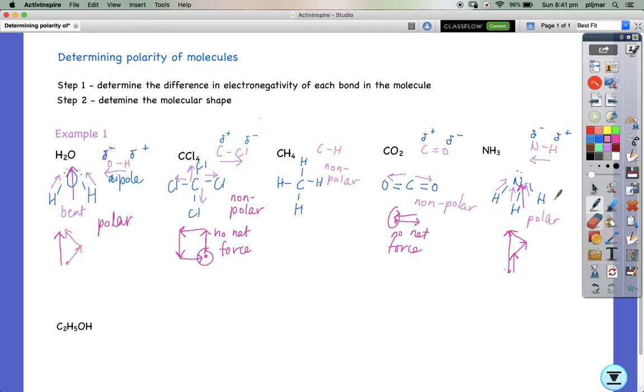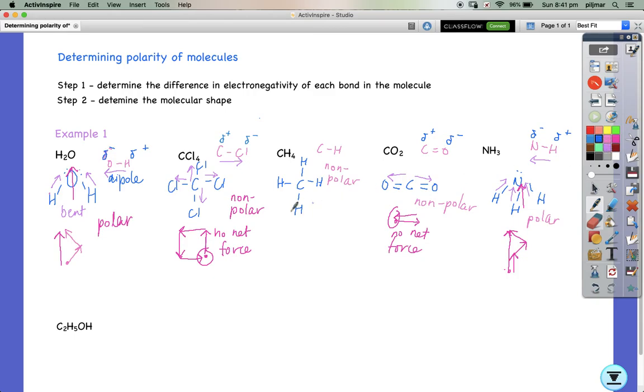So it all depends on the shape of the molecule as to whether a molecule that has polar bonds will end up being polar. If there are only non-polar bonds in the molecule, then it's very clear that the molecule will be overall non-polar. But if it has polar bonds, we really need to take into consideration the molecular shape.